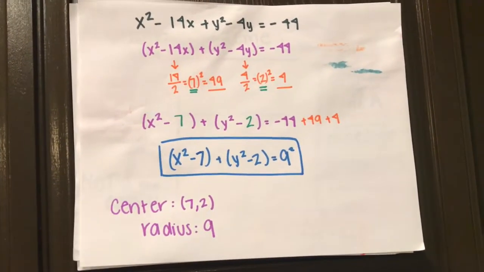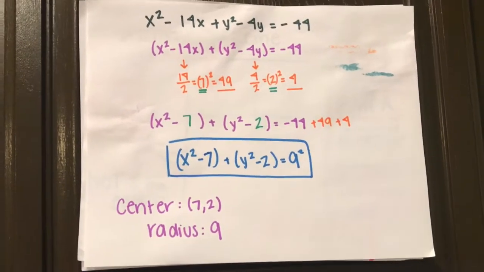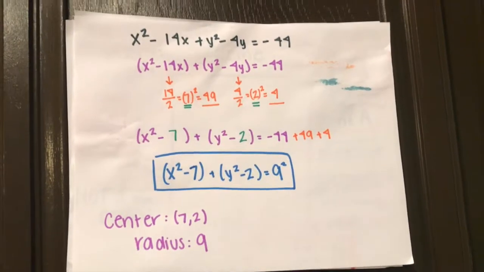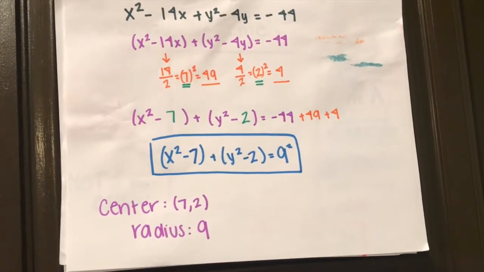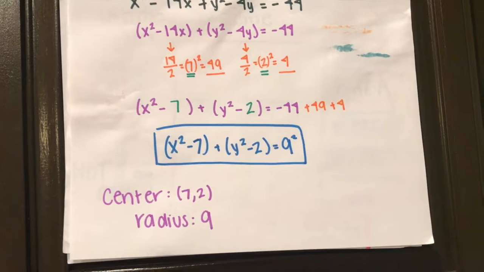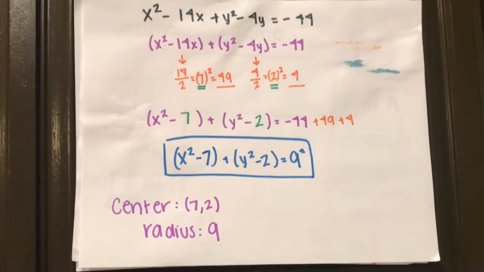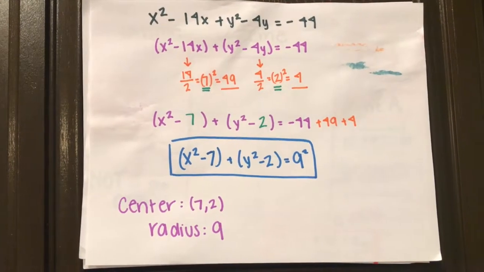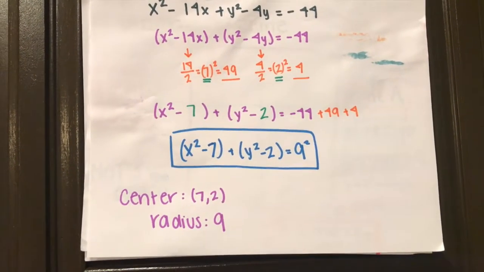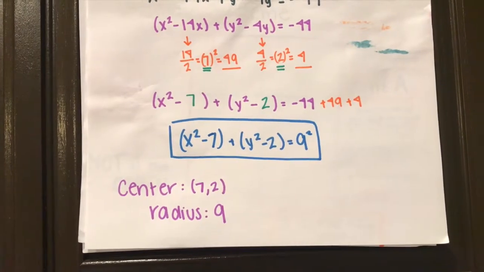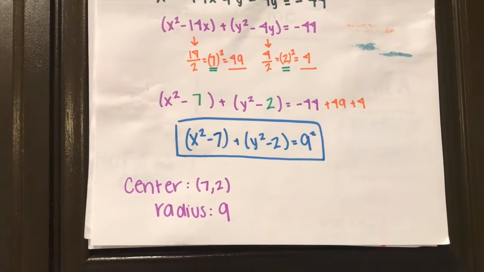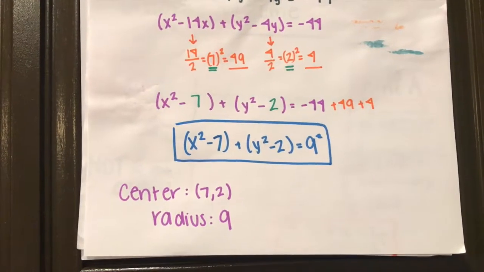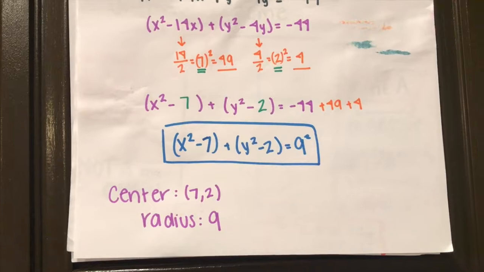To complete the process, you put the 7 and the 2 you originally got into the x and y parentheses. Then you put everything together and get your circle equation: (x minus 7) squared plus (y minus 2) squared equals 9 squared. That gives you your center and your radius. For the center, it's always the opposite of what's in the equation. In the equation, the 7 and the 2 are negative, so the center is (7, 2) and the radius is 9.